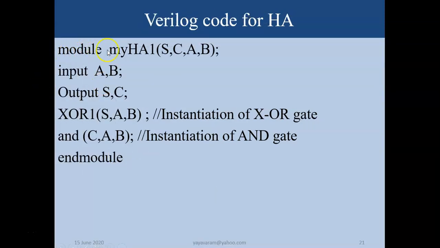First, the same module. I have given some name, my HA means my half adder one. Similarly, S, C are the outputs here, sum and carry. A and B are the inputs. Then declaring the inputs as A comma B, output S comma C. Then what is the instantiation? XOR1, the first XOR gate: S is the output, A comma B are the inputs. Similarly for the carry, AND gate: C is the carry output, A comma B are the inputs. So simple. End module. So this completes the half adder.